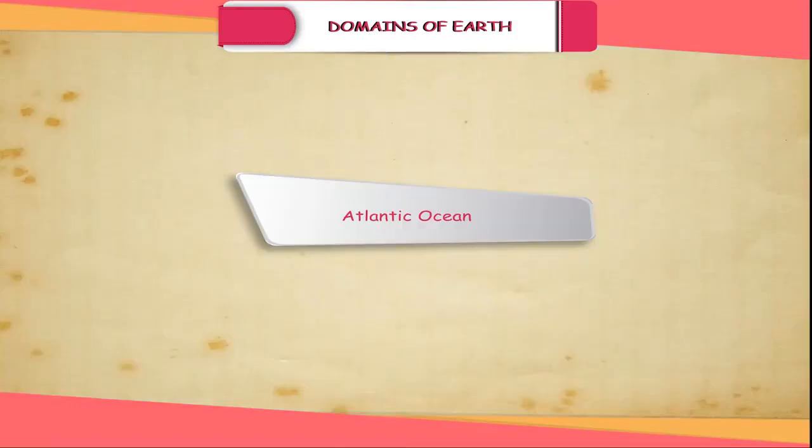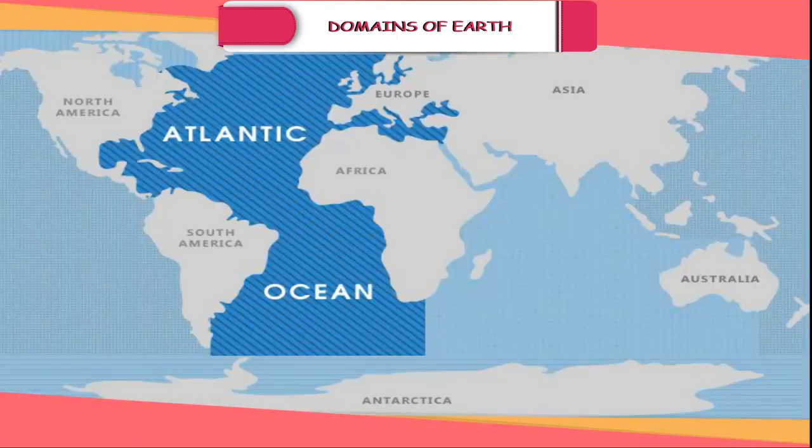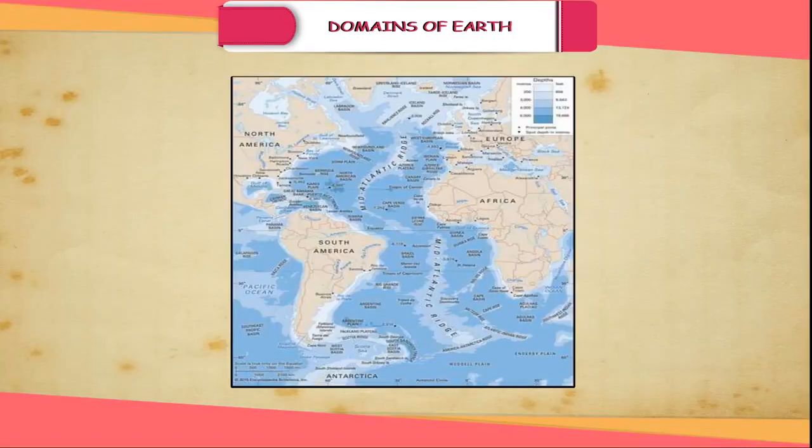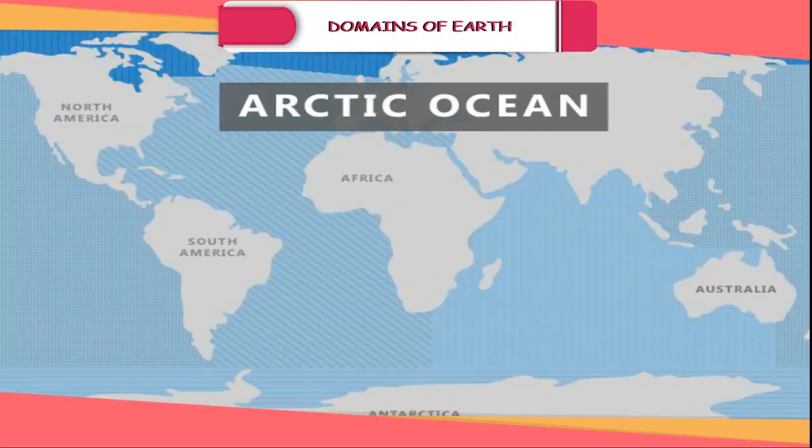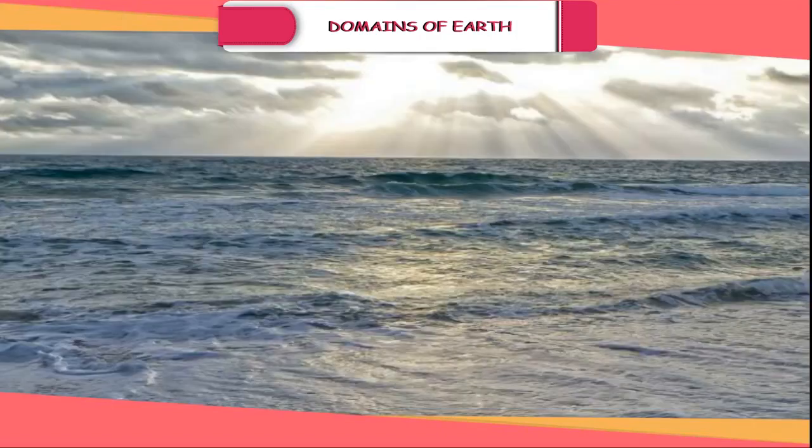Atlantic Ocean. This is the second largest ocean in the world and it resembles the shape of the letter S. It is bounded on the west by North America, on the east by Europe, and to the north it merges into the Arctic Ocean. This is the busiest ocean in the world. The coastline of the Atlantic Ocean is highly indented. This irregular and indented coastline provides ideal locations for natural harbors and ports.